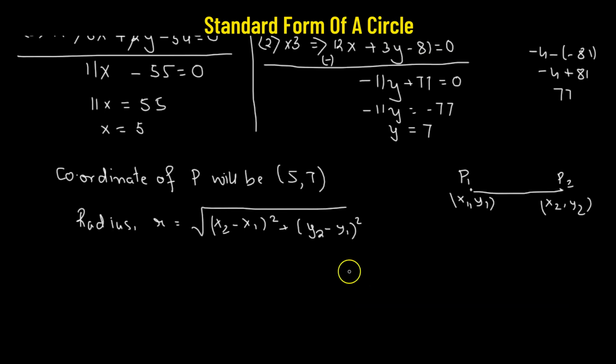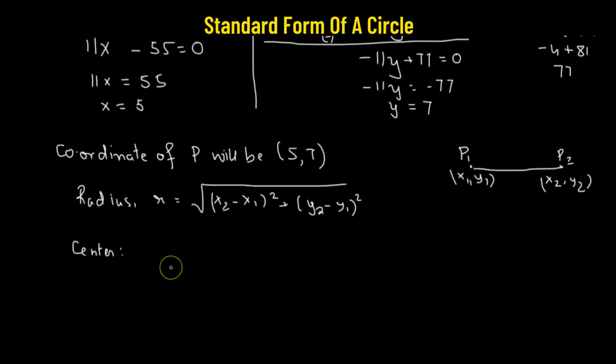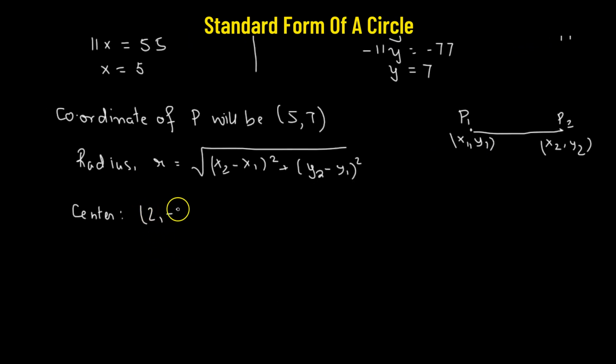Fine. So here we have the coordinate of point P as 5, 7, and we have the center. So our center is given as 2, negative 3. So we can assume 5, 7 is x1, y1, and the center is x2, y2. So in that case, we can easily find out the value of our radius. So the radius will now be equal to the square root of x2 minus x1, so that's 2 minus 5 whole squared, added to y2 minus y1, so we have negative 3 minus 7 whole squared.